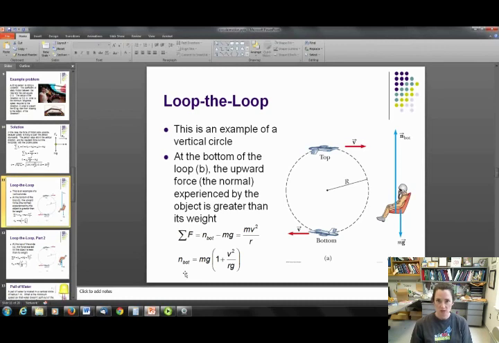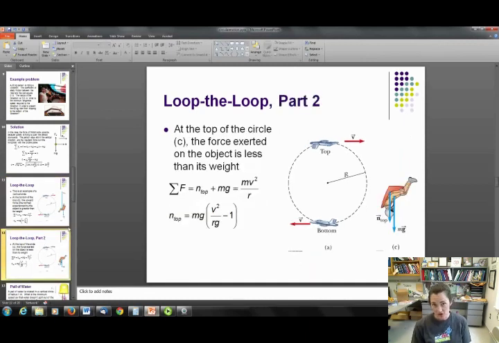If you think about it, when you've been going in a vertical circle, say on a Ferris wheel, and you're at the bottom of that loop, you feel heavier in your seat than when you're at the top of the loop, where you feel a lot lighter in your seat. And that's what the normal force is telling us.